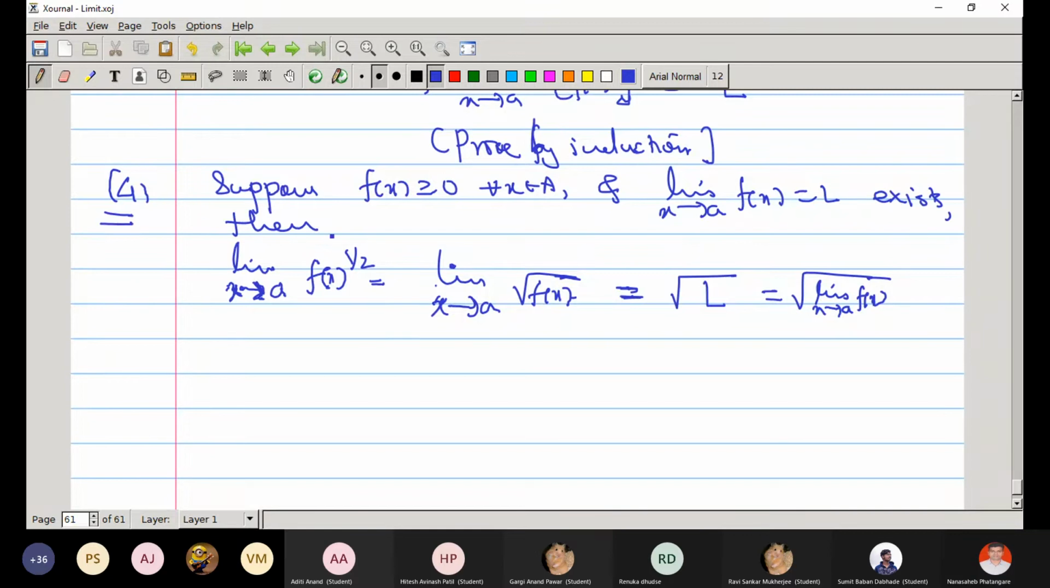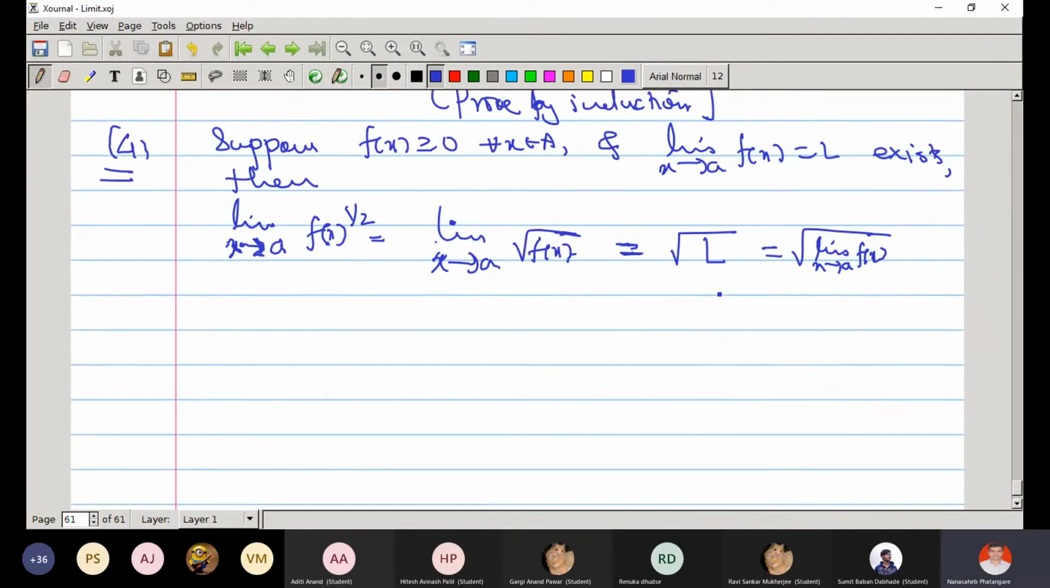Then limit x tends to a f of x exists. Then the limit of square root of f is the square root of the limit. But here square root of L makes sense because by previous discussion we know that if f is greater or equal to 0, L is also greater or equal to 0. Therefore square root of L is well defined, no problem. Right?